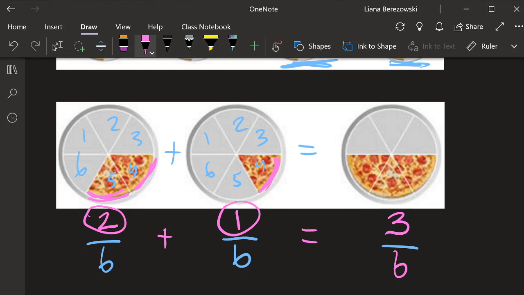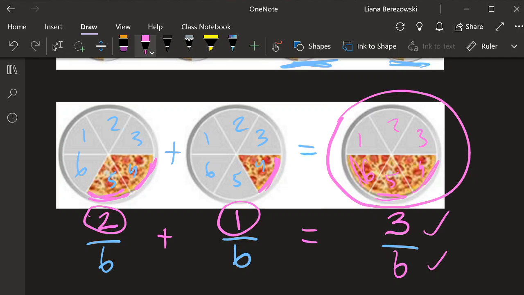Okay, and we can actually confirm our answer because we have a picture of our answer, right? So this is what our fraction, our answer here, should represent. So let's count this. We have 1, 2, 3, 4, 5, 6. Okay, so it should be a denominator of 6, which we did. Okay, and then the number of pieces of pizza that we have 1, 2, 3. Okay, so our numerator should be 3, which we have.